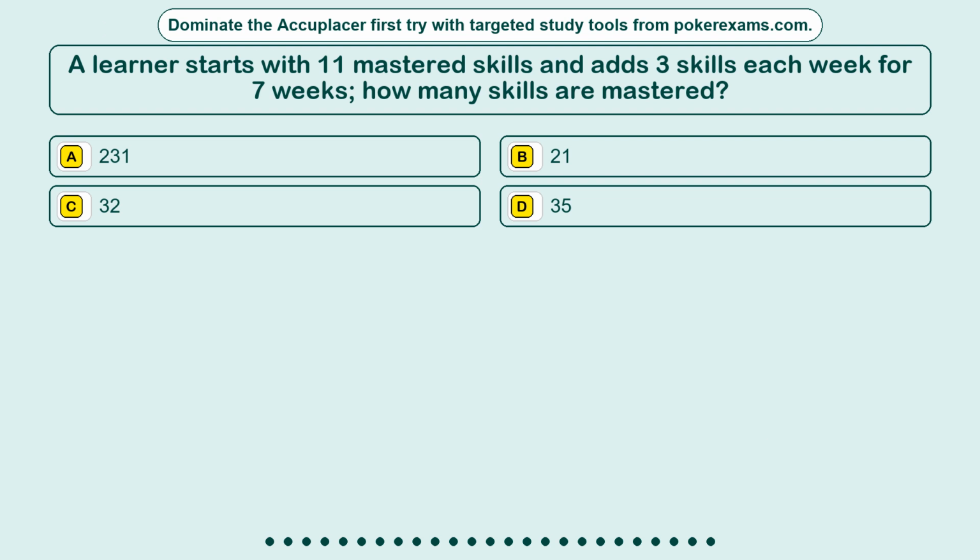Question 8. A learner starts with 11 mastered skills and adds 3 skills each week for 7 weeks. How many skills are mastered? Option A, 231. Option B, 21. Option C, 32. Option D, 35.